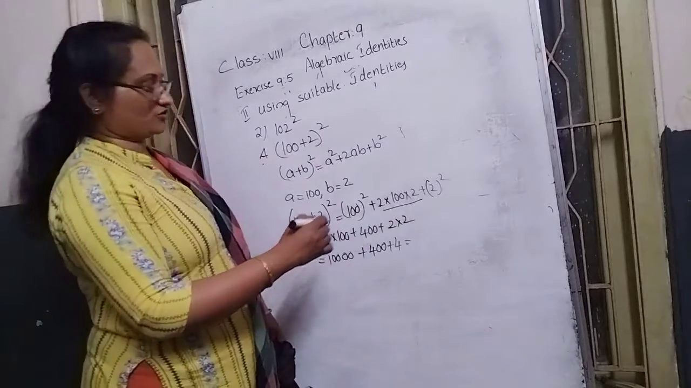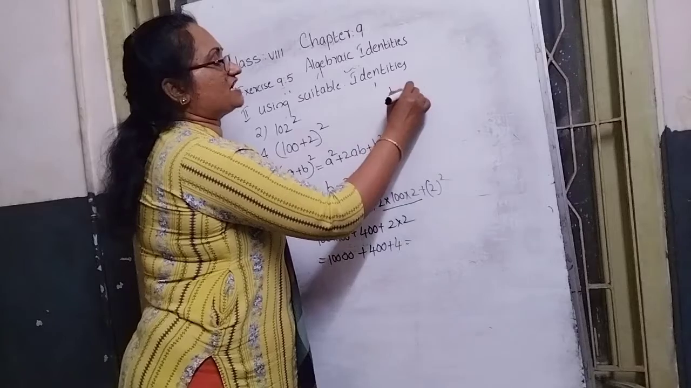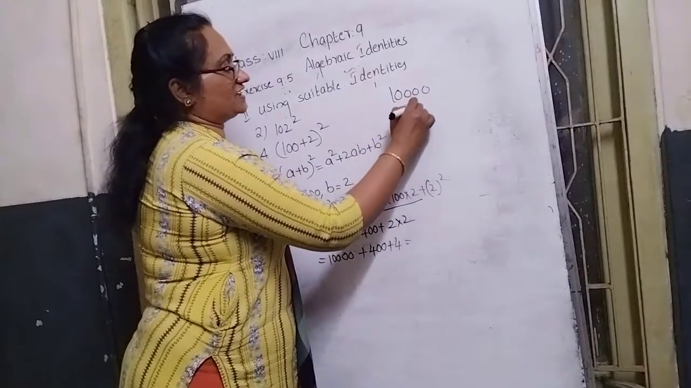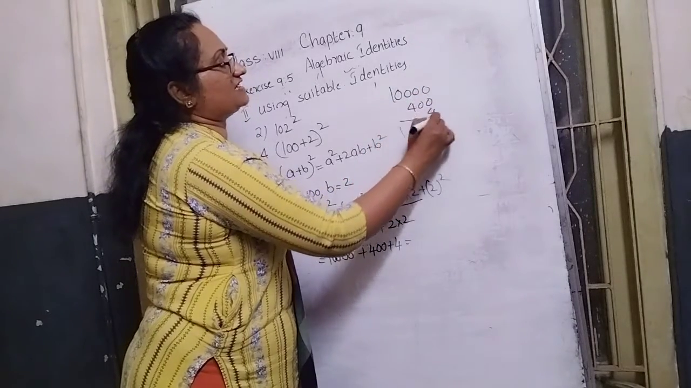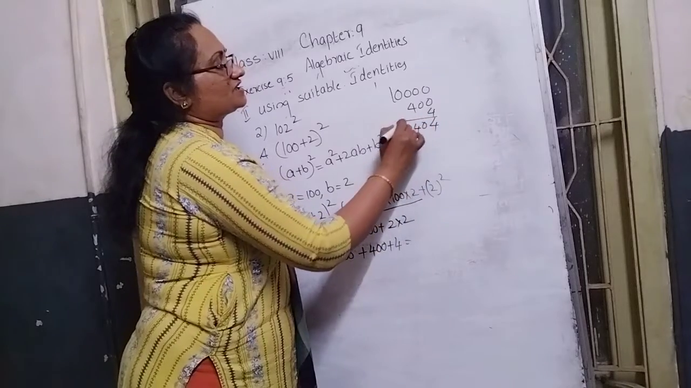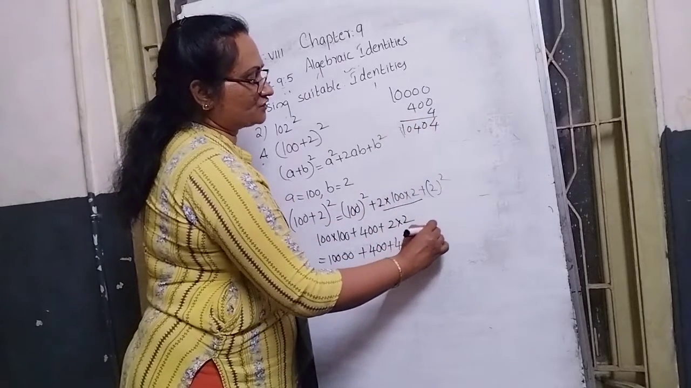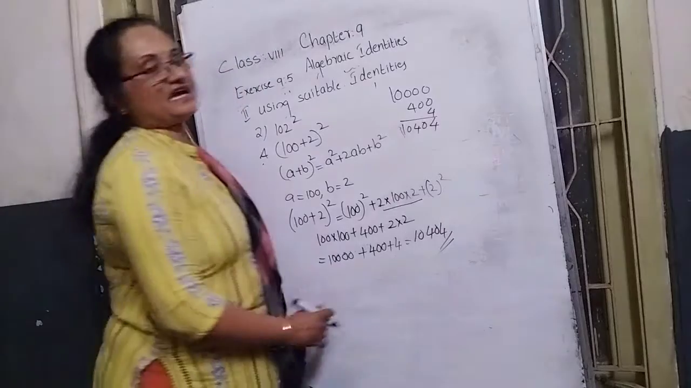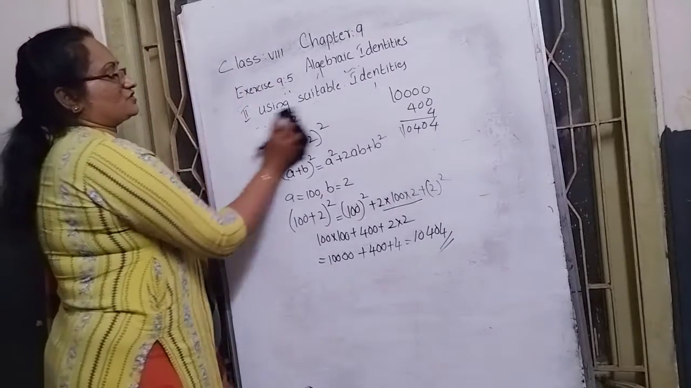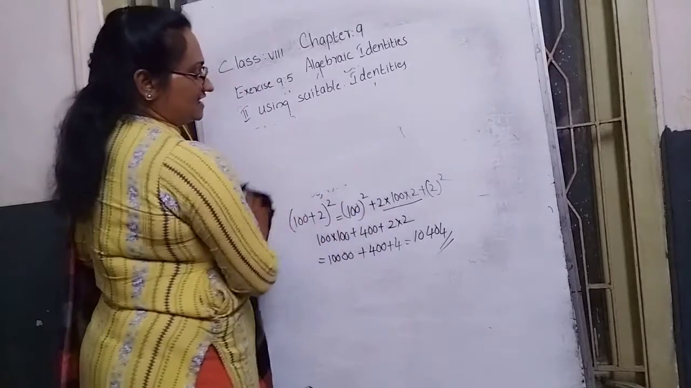Just write all the numbers from side to right and add 400 plus 4. When adding, how much will come? 10,400 and 4, so 10,404 is the final answer. Then next, the third question. I hope you can understand this.